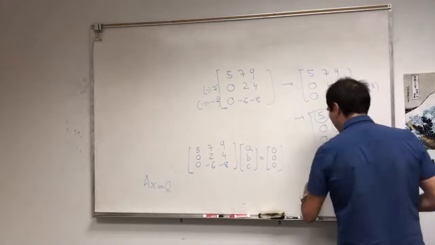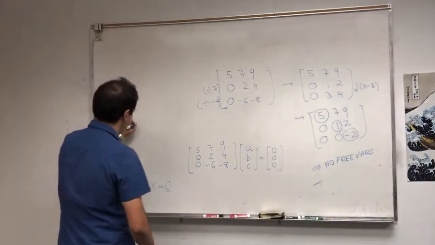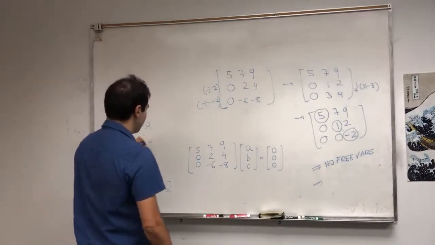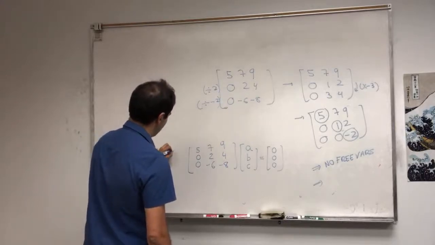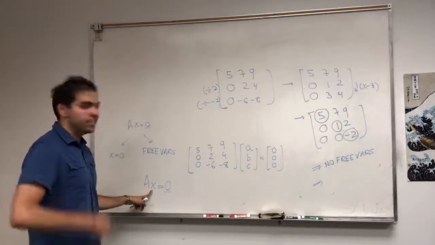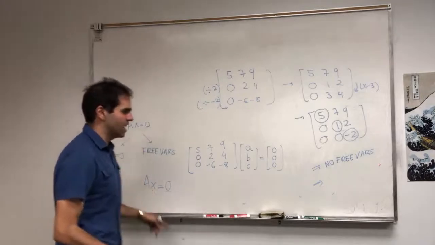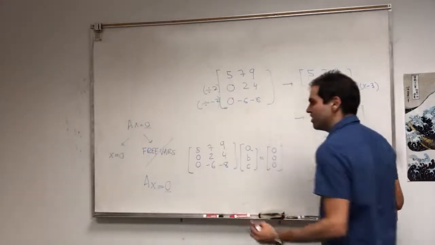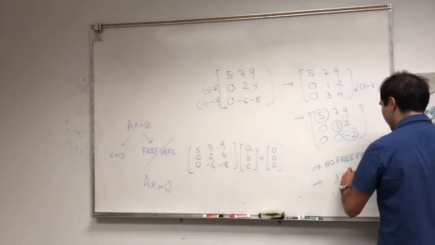And here's the thing about Ax equals zero. Either it only has a trivial solution, or it has infinitely many solutions. That means free variables. And the reason is, if there's a non-zero solution x, then 2x is also a solution, 3x is a solution, etc., etc. So in particular here, we ruled out the case that there are free variables, and therefore this actually forces x to be zero.